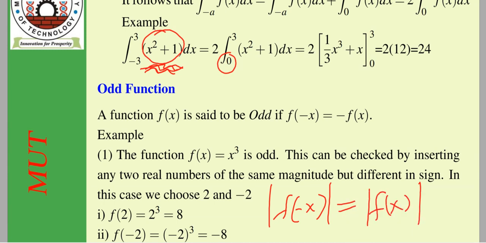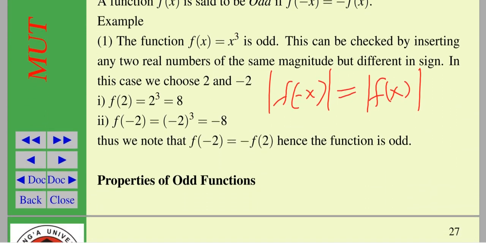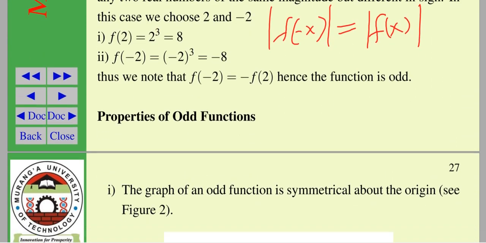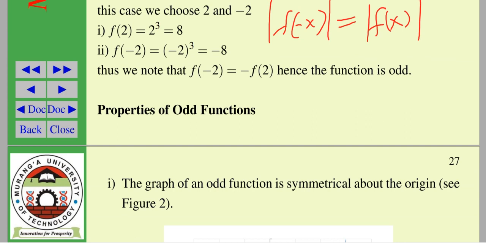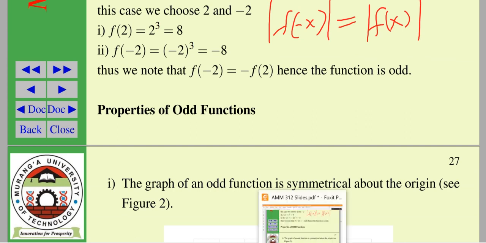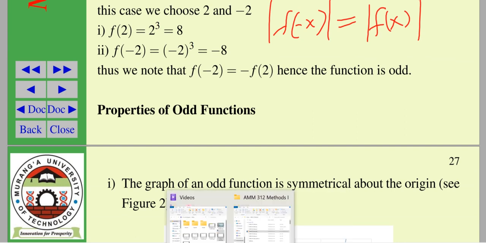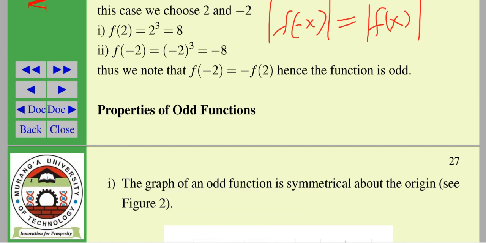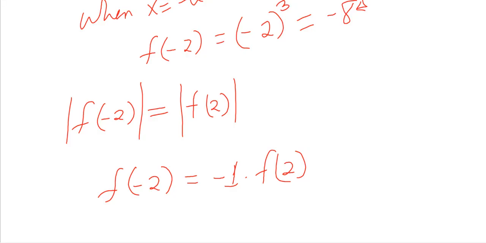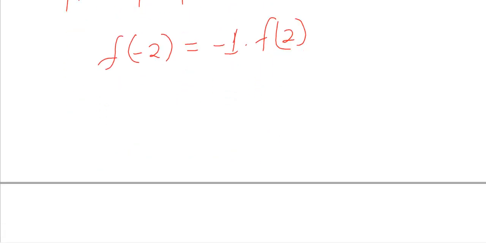A good example of an odd function is x cubed. Of course, there are many other examples. And we have some properties. If you look at the graph, maybe you try to plot the graph of this function, f of x is equal to x cubed.